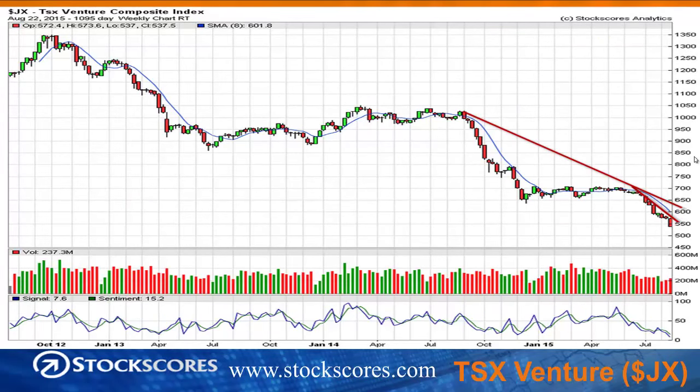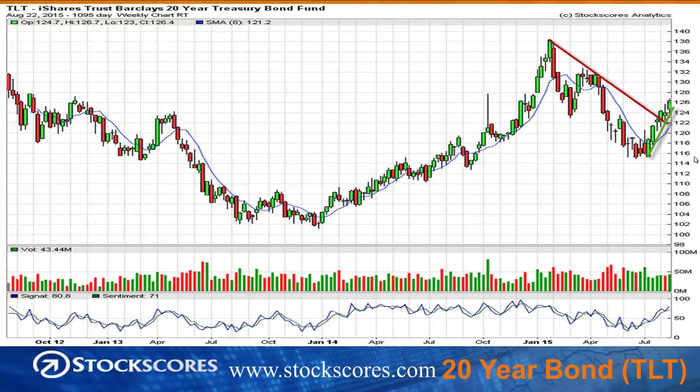Chart of the TSX Venture, as I've said many times in the last little while, this is an ugly chart, and it just keeps getting uglier. And I think in general you want to avoid this. The odd stock outside of the commodity sectors in the TSX Venture may be worth considering, but for the most part, the TSX Venture should be avoided.